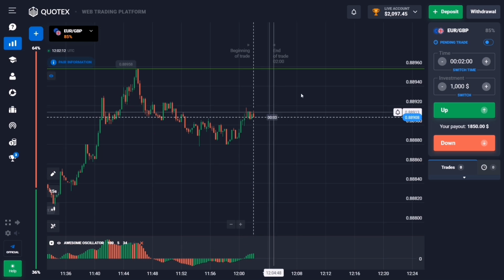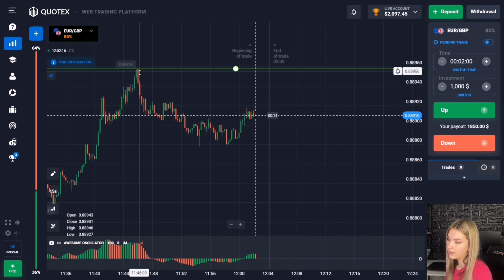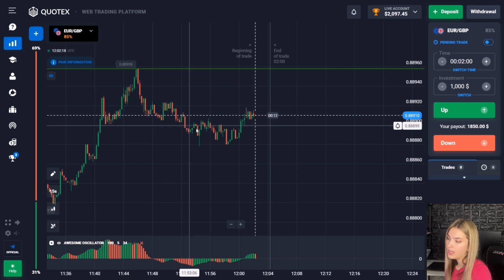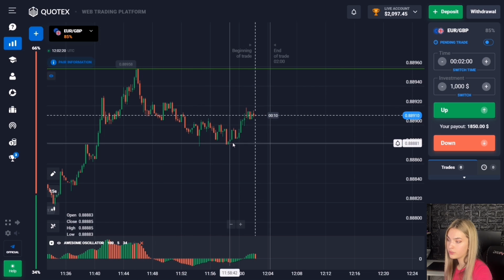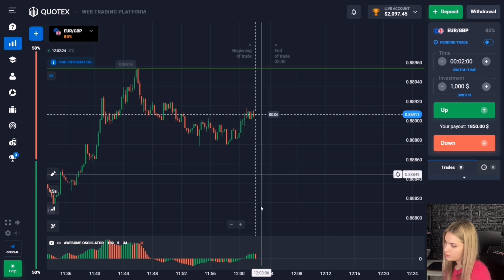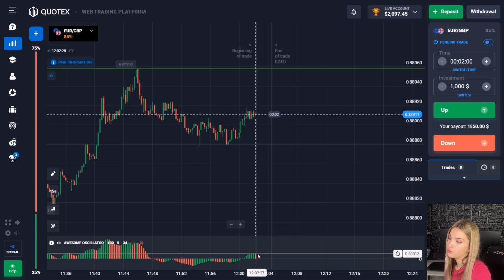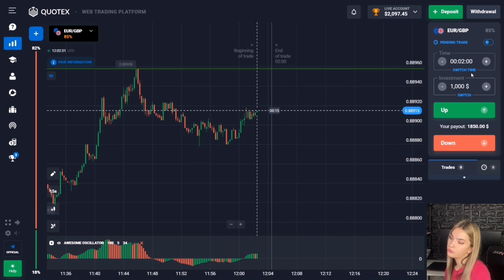Let's continue. Here at the top we have a resistance level. We also see that after touching the level there was a pullback down, and after a while the price turns around and begins to move up. Also, at the same time, we see that a green histogram is being formed. I suggest in this situation to open a deal with the margin of 3 minutes to go up.